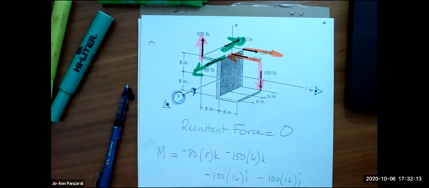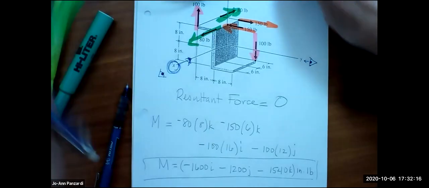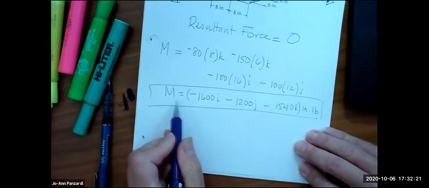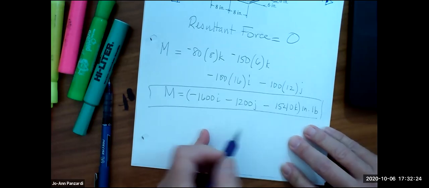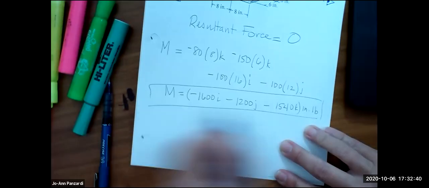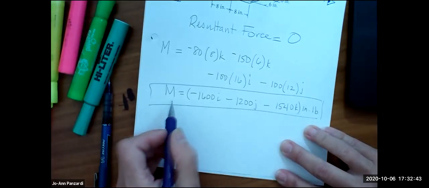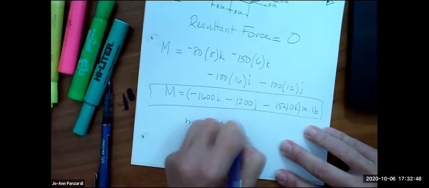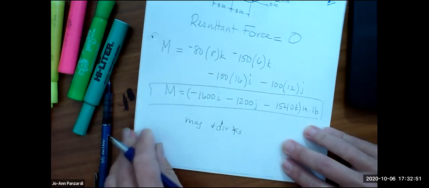And this is in vector form, right? But how else do we represent moments? Gerardo, besides representing a moment in vector form, how else do I represent moments? In magnitude and direction. Right, and direction angles. I'm not going to do it, okay? Because I want to do the other problem.